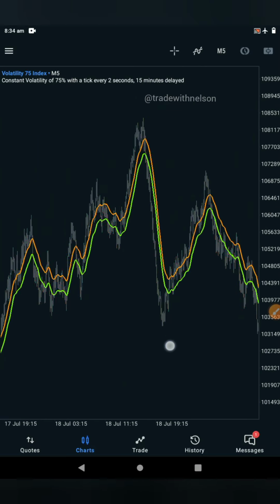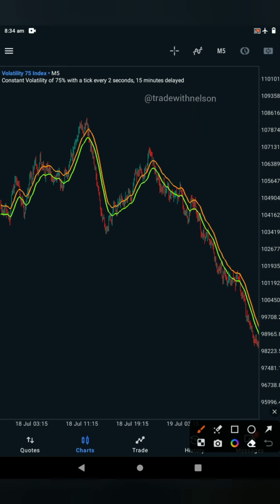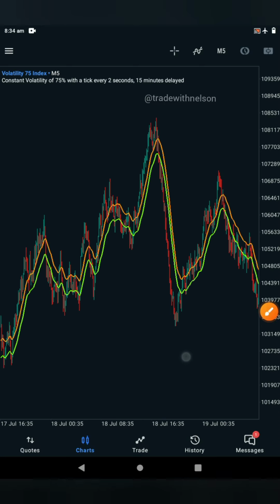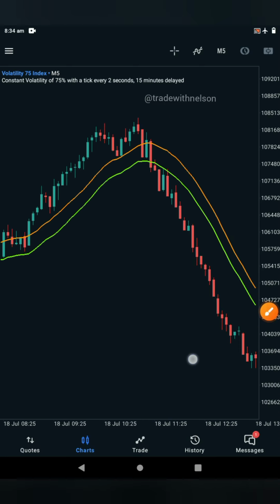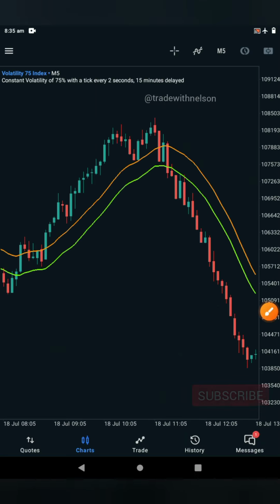After this, I want you to go back on your chart, backtest this strategy and see for yourself, and make sure that you apply proper risk management when trading, because you can have a very good setup, good strategy, but if you don't know how to manage your money and remain disciplined, you will definitely blow the account.